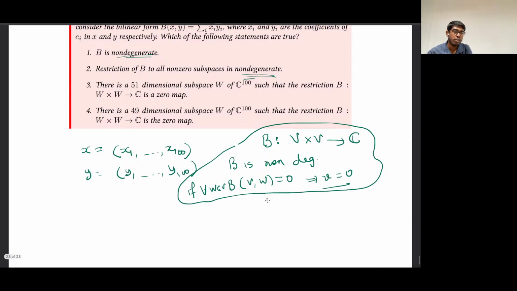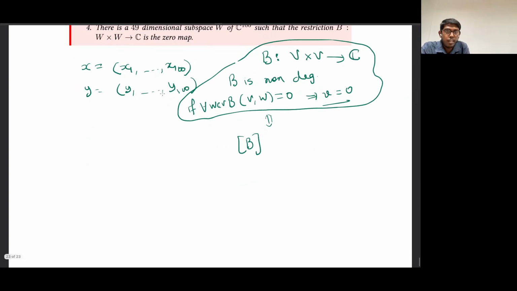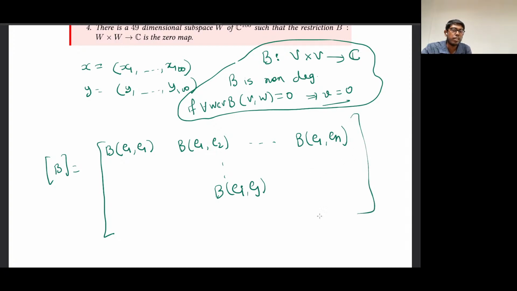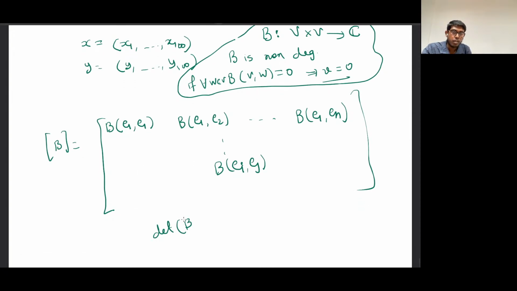And equivalently, one can show that if I write down the matrix of B, so let's write down first the matrix of B. This matrix will depend on the choice of the basis. So I'll write B of (e1,e1), B of (e1,e2), dot dot B of (e1,en), and the ijth entry will be B of (ei,ej). So we say that B is a non-degenerate bilinear form if the determinant of the corresponding matrix is non-zero.